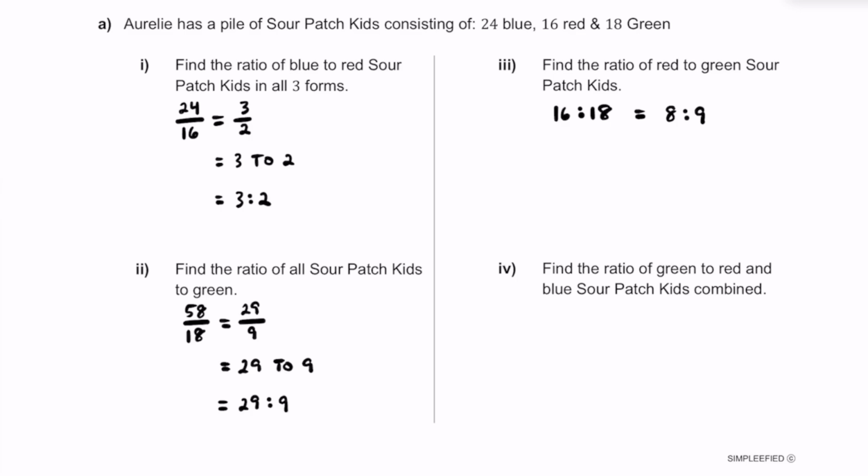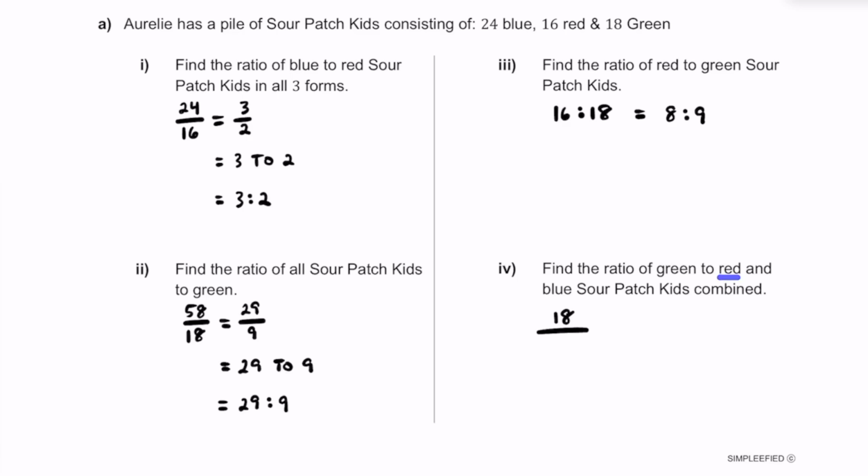Then for this fourth one, it says find the ratio of green to red and blue Sour Patch Kids combined. So before the word "to" here, you can see green. So green is going to be 18. I'm going to go with 18 first. But then it says, I'm going to use fraction form, but do whichever method you prefer. It doesn't say to write all three.